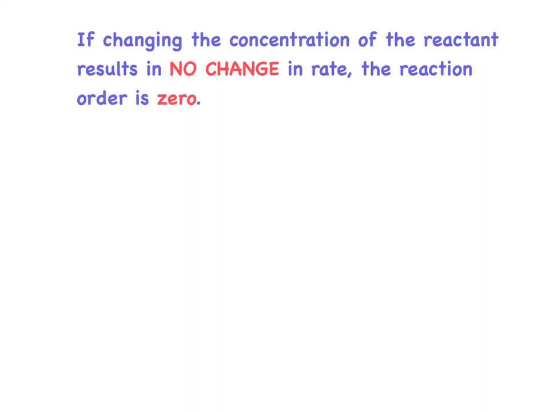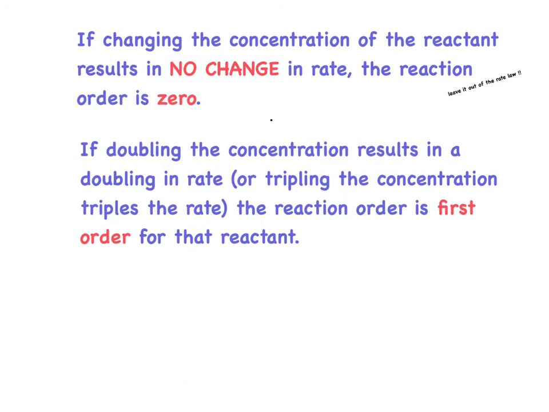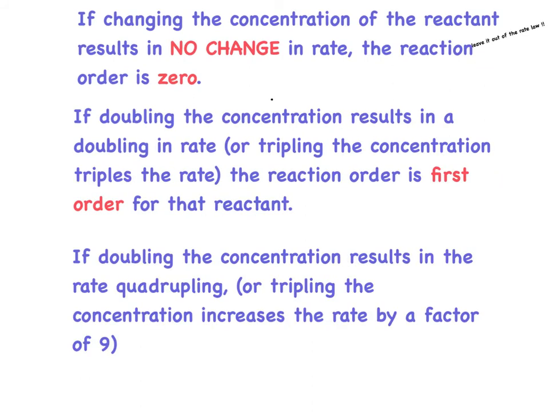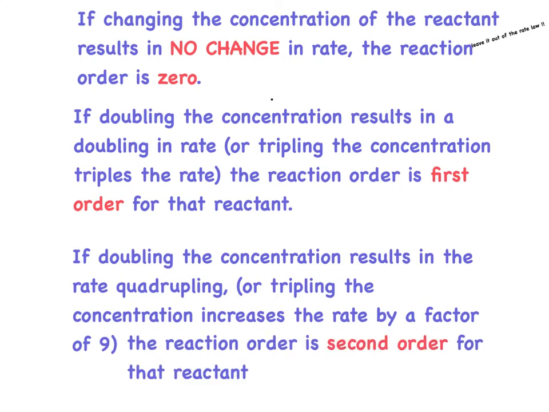So to sum up the order of the reactants, if changing the concentration of the reactant does not result in a change in rate, then the reaction order is 0 for that reactant. In that case, it would be left out of the rate law. If doubling the concentration results in a doubling in the rate, or tripling the concentration triples the rate, then the reaction order is first order for that reactant. And finally, if doubling the concentration results in the rate quadrupling, or if you triple the concentration, the rate increases by a factor of 9, then we would say the reaction order would be second order for that reactant.